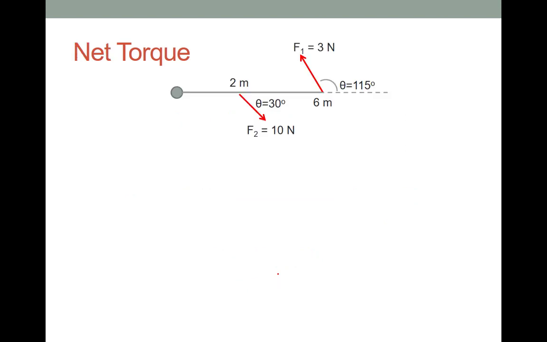Let's consider now an example. Here I have a rod that is going to rotate. I've got two forces applied to it: F1 at the end at an angle of 115 degrees, and F2 in the middle, or roughly the middle, I guess, at an angle of 30 degrees. I can find the net torque much as I find a net force. I just add up all of the torques applied to an object. So this would be torque 1 plus torque 2.